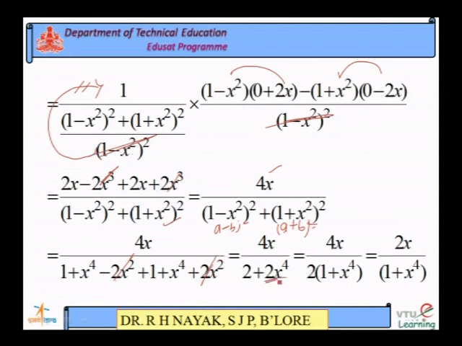Again I can take 2 common, that is 2 into (1 plus x to the power of 4), 2 is cancelled with the numerator 4, that will be 2 remains, so 2x divided by 1 plus x to the power of 4.